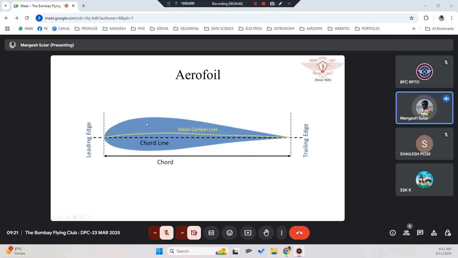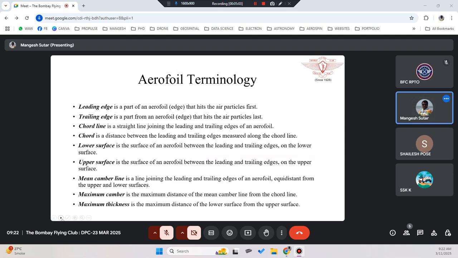When we measure the thickness of the wing, wherever we are, like here, if we measure, it will be less. Here we measure, it will be less. But if we measure somewhere here, it will be the highest. Okay. The distance between the upper surface and the lower surface is the thickness of your airfoil.